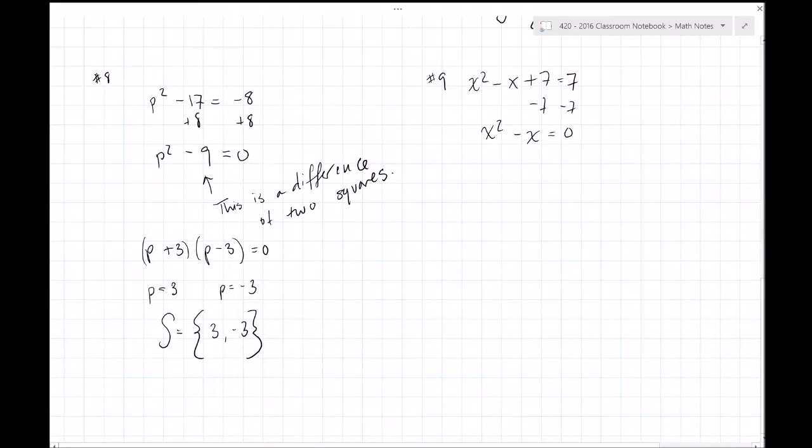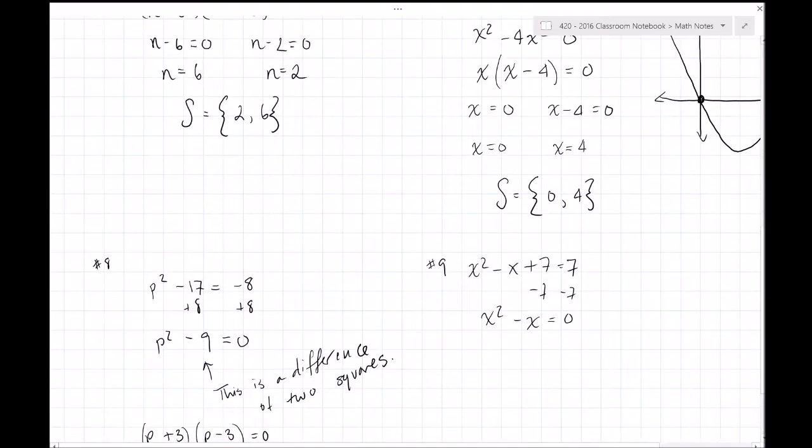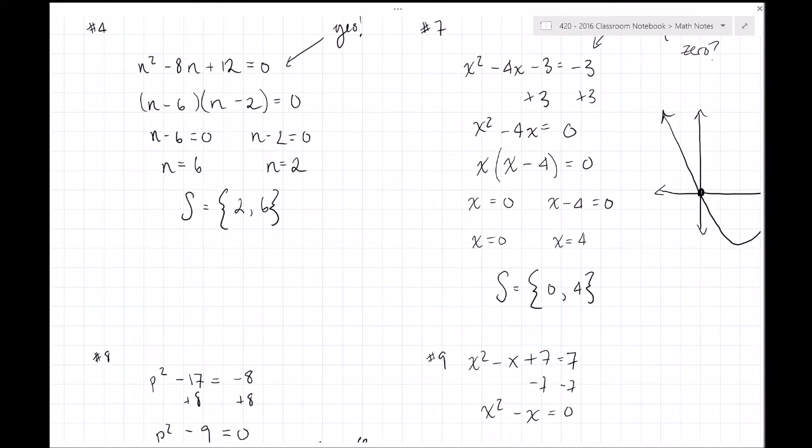Again, this is kind of like the problem above. It's kind of like problem 7. We are at a similar position here. These steps are very, very similar steps. In the first problem, we were left with x squared minus 4x equals 0. Now we have x squared minus x equals 0. So we just have to try to figure out how to deal with that.